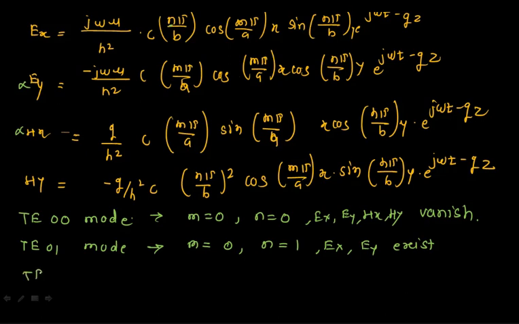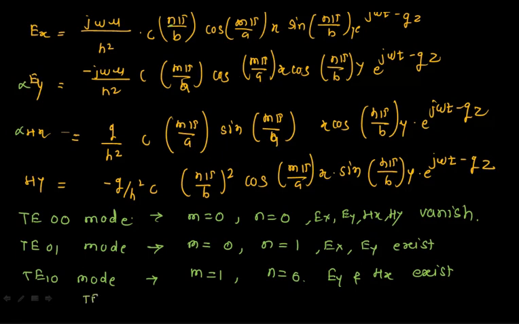What about the TE10 mode? If you are talking about the TE10 mode, then m is equal to 1 and n is equal to 0. So in this TE10 mode, wherever n is multiplied, those will become zero. Hy does not exist, ex does not exist, but your ey and hx exist, and you can say that's why this mode does exist.